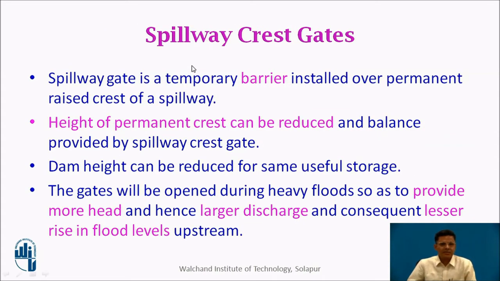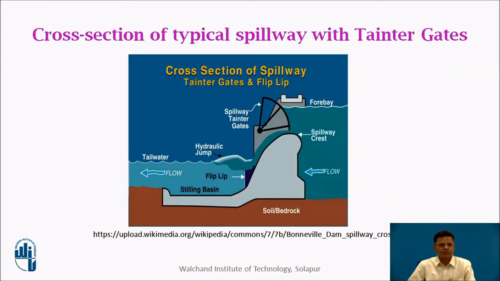Spillway crest gates are barriers installed over a permanent raised crest of a spillway. The height of the permanent crest can be reduced and the balance provided by the spillway crest gates. The gates will be opened during heavy flood so as to provide more head and hence larger discharge, so that a lesser rise in flood levels upstream can be allowed.